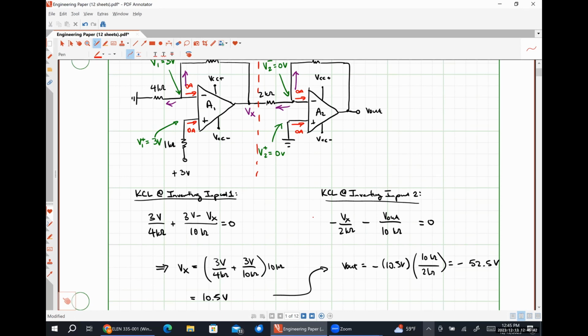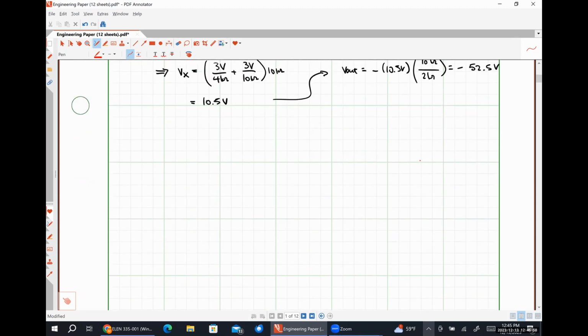So instead of going through all of this analysis, if we can recognize what our stages are and we know what the input-output relationship for each stage is, we can literally just chain all that together. So we could really think of this as: we have some amplifier stage A1. Our input voltage is 3 volts, and we know that the voltage gain of stage 1 was 1 plus 10 over 4. Chained into some second amplifier stage, A2, where the voltage gain of stage 2 was negative 10 over 2.